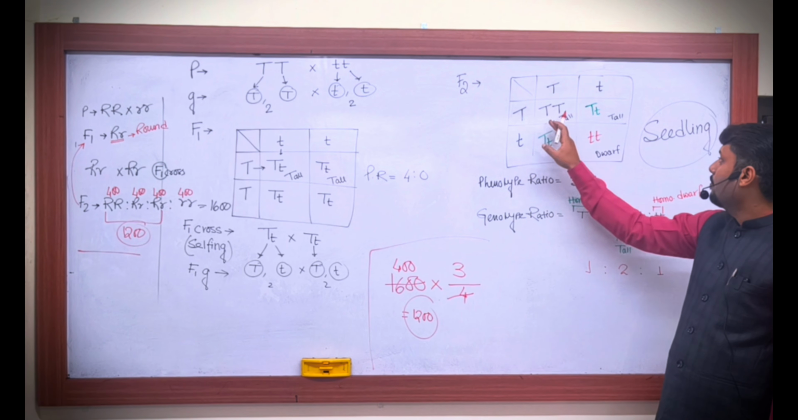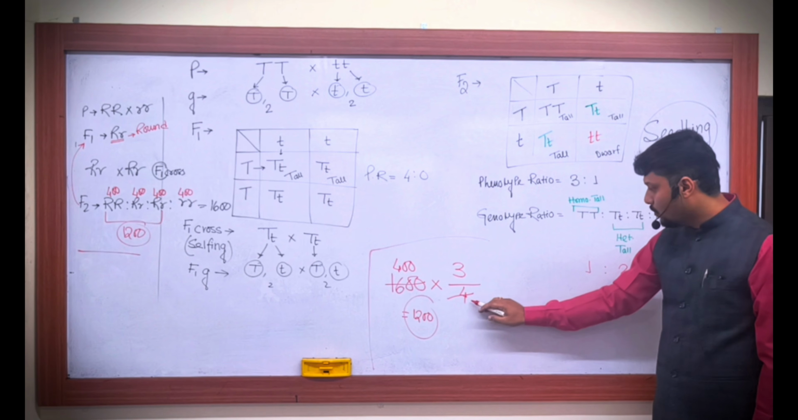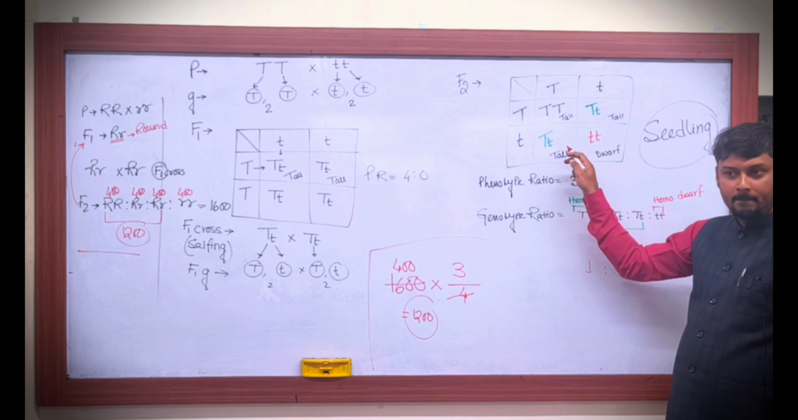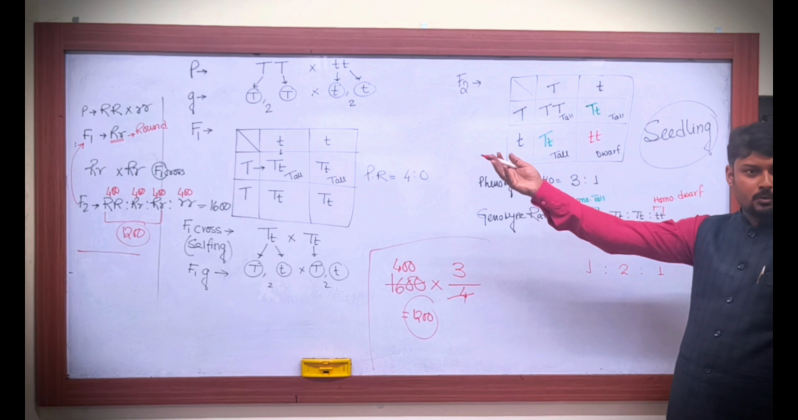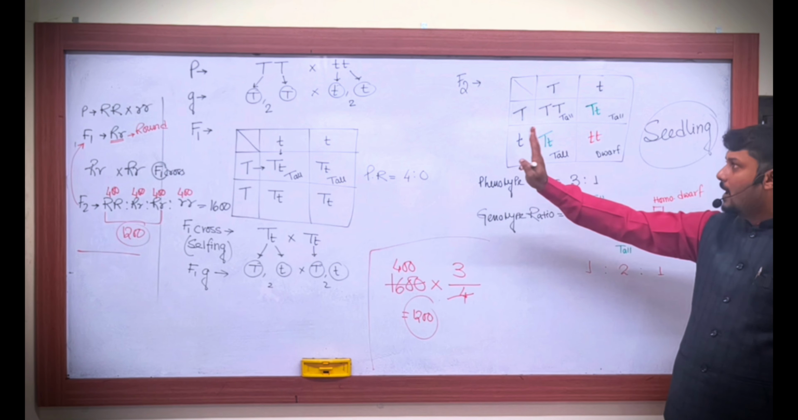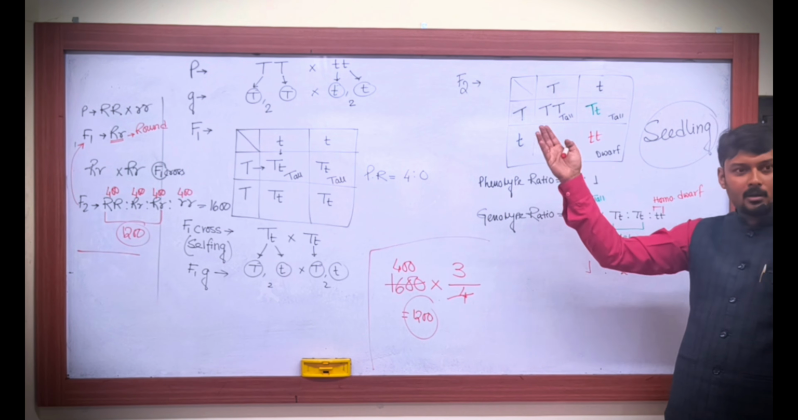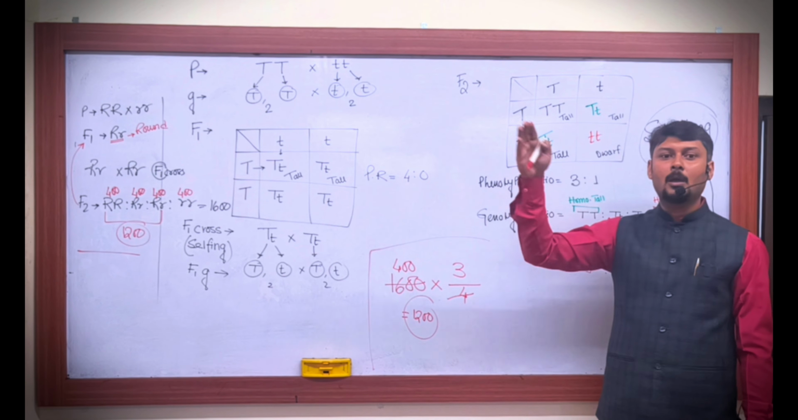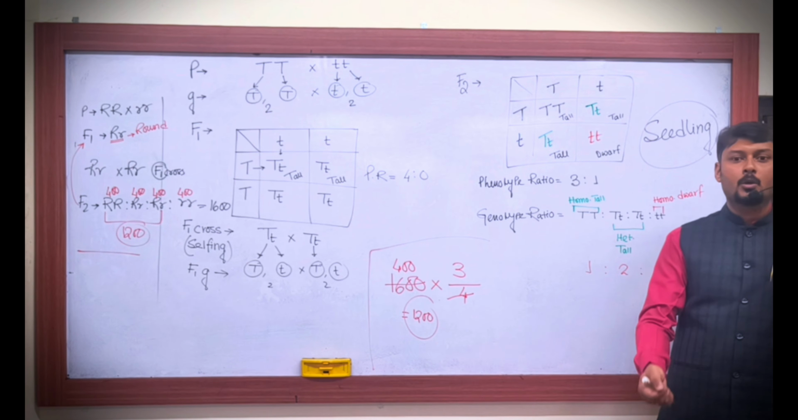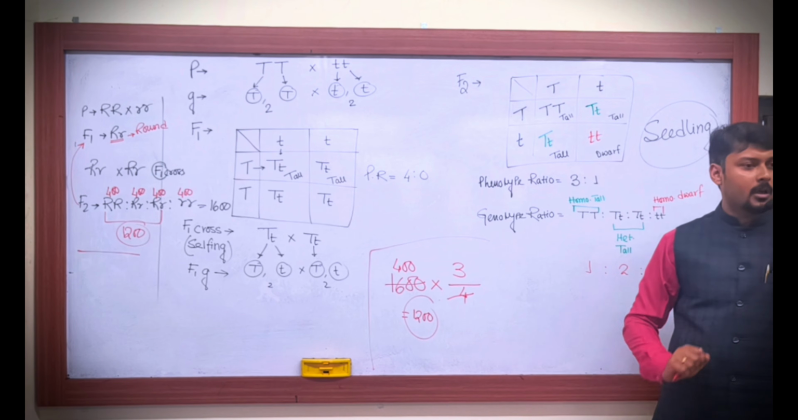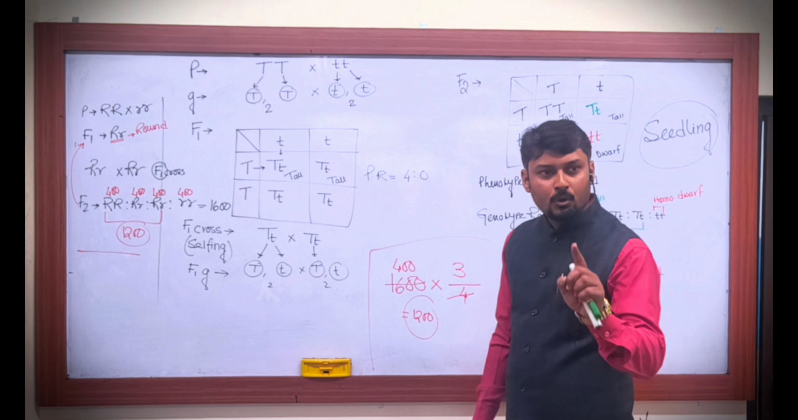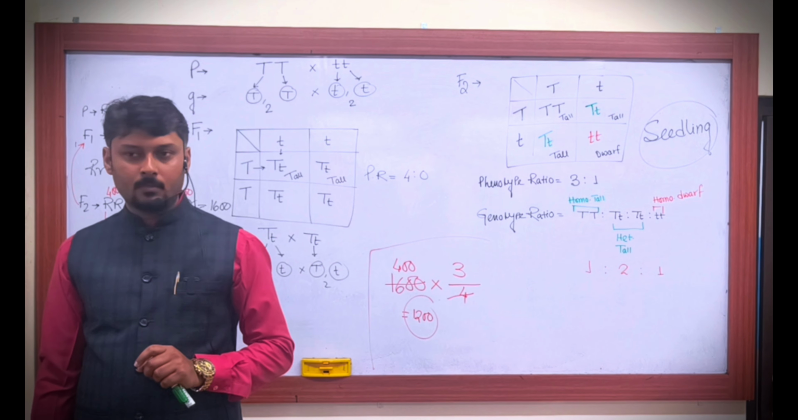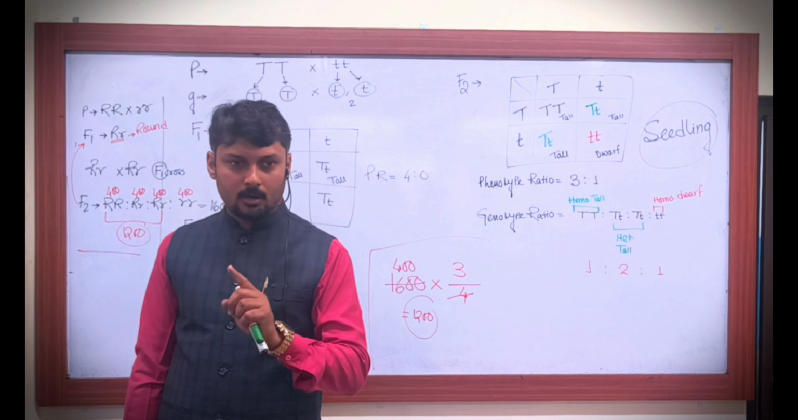Total number of members here is 4. So out of 4, 3 are dominating characters, because round is the dominating character. So the ratio will be the same, understand that. The alphabet will change. In place of capital T, capital R will be there. In place of small t, small r will be there. The ratio will be the same, each and every single area will be the same. Understand or not? Clear?